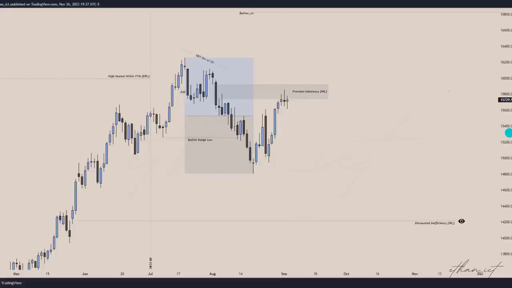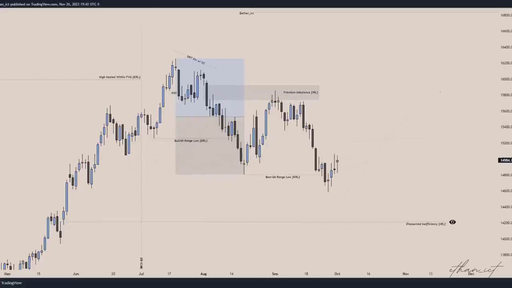So once again, now that we have tapped into internal range liquidity, what do we look for? External range liquidity, which would be depicted by the bearish range low, which would be right here. So once we trade into internal range liquidity, we look for external range liquidity once again, and we trade lower. This is the new dealing range once that low is purged. And once again, now that we have purged external range liquidity, what do we look for, right? Because we took this external range liquidity, what do we look for in this case?